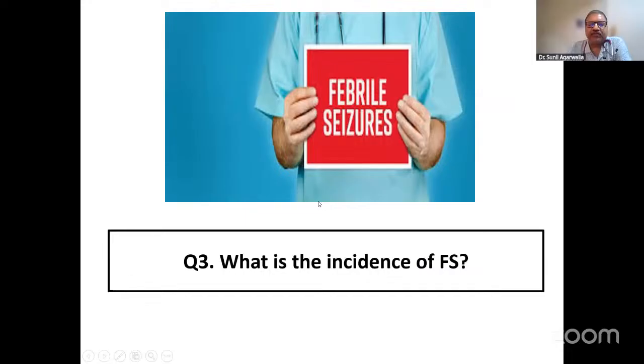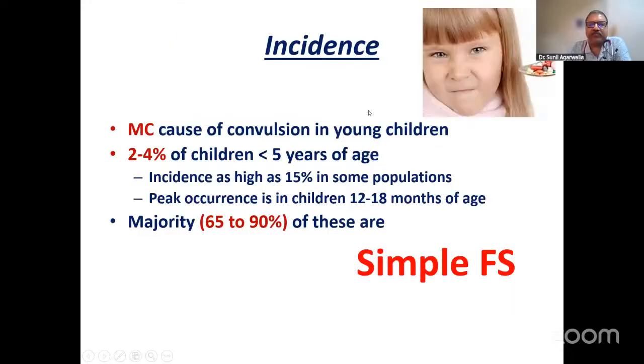So febrile seizure, what is the incidence? Now I'll tell you, the most common cause of seizure in children is febrile convulsion. 2 to 4% of children less than 5 years of age can throw this seizure. Some books write 1 to 2%. So incidence is as high as 15% in some populations, and peak occurrence is around 1.5 years. So that means the majority of them, maybe 65 to 90%, belong to simple febrile seizure.